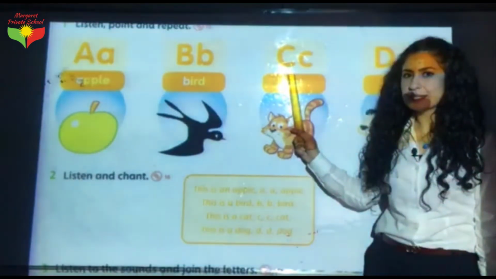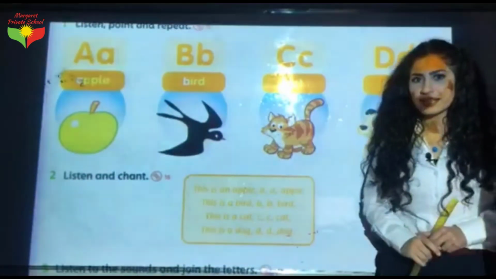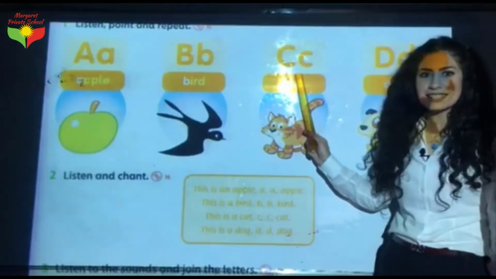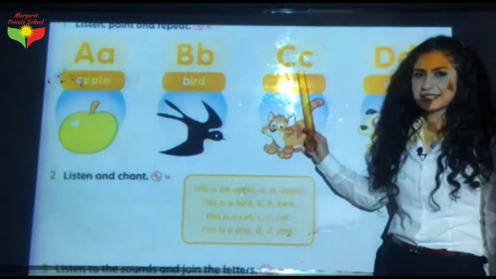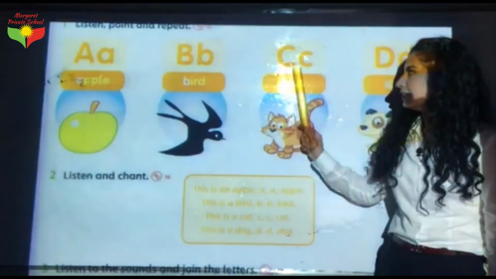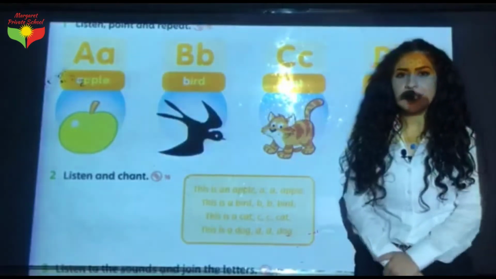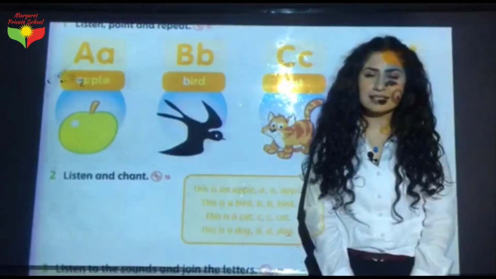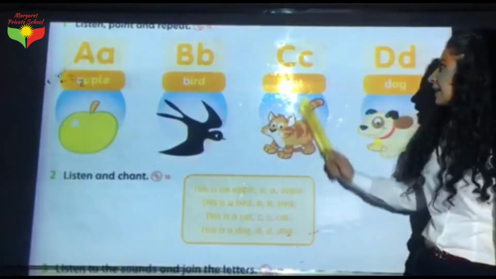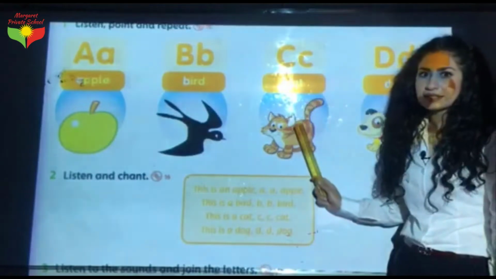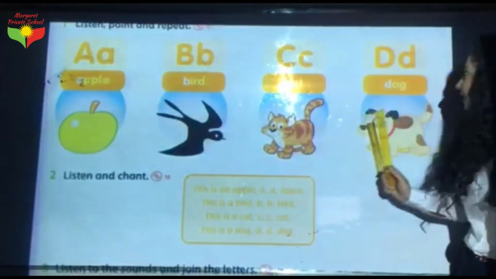What letter is this? Is it letter D? No, it isn't. This is letter C. Capital C, small c. And the sound of letter C is K. Cat. Okay, let's go to the last one.